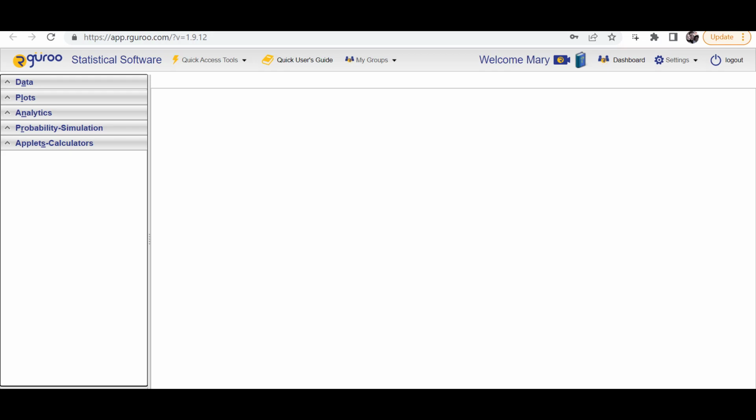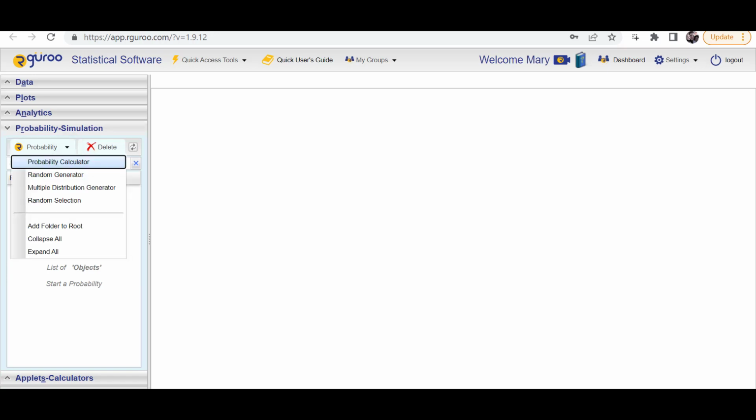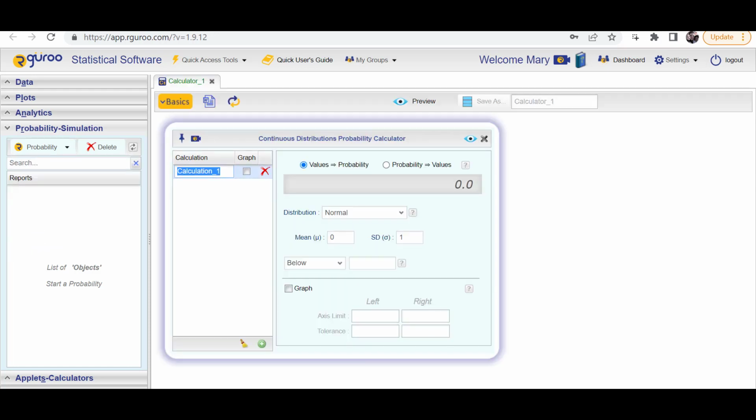So I have OurGuru up. You're going to click on probability simulation and click on the probability drop down and choose the first option, probability calculator. In the menu that pops up to the right, you're going to choose continuous and a new box will pop up. You can name your calculation on the left if you want to. I usually don't bother with that.